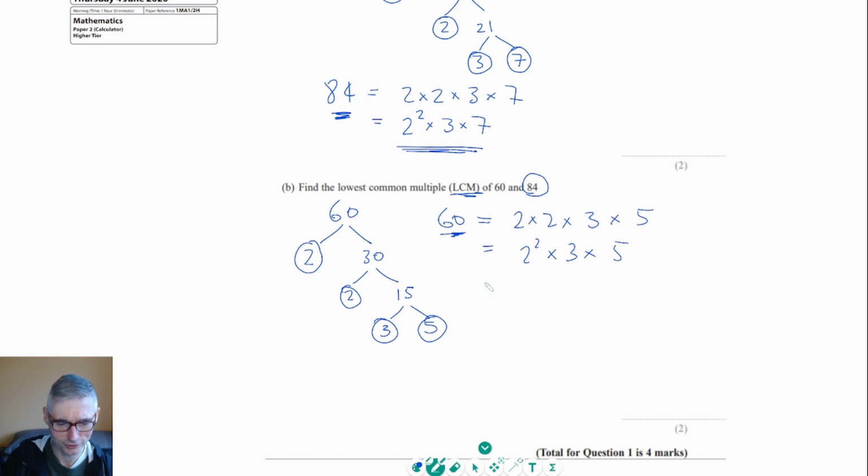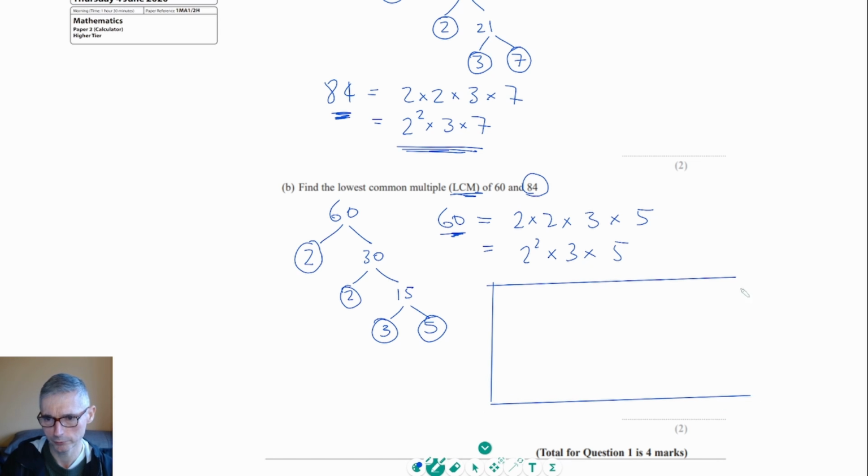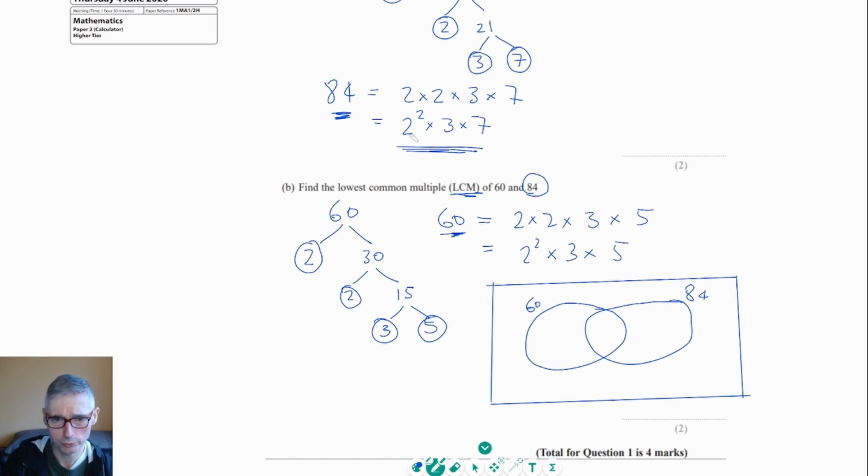And I find the easiest way to do this is to try and write a Venn diagram. A Venn diagram is one of those diagrams where you've got a set of numbers in one circle, and another set of numbers in another circle, and there will be an overlap. So this first circle I'm going to use to represent 60, and the second circle I'm going to use to represent 84. And anything that's in both the prime factors of 84 and 60, I'm going to put in the middle where they overlap.